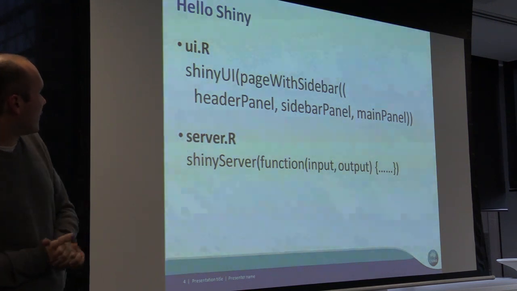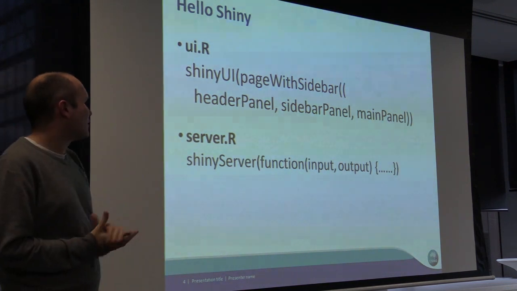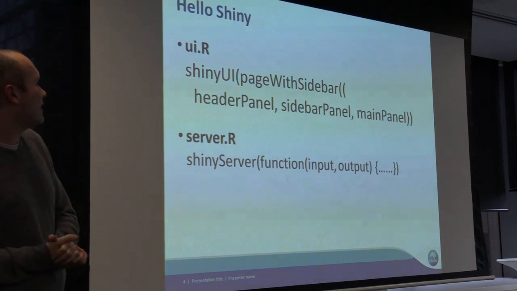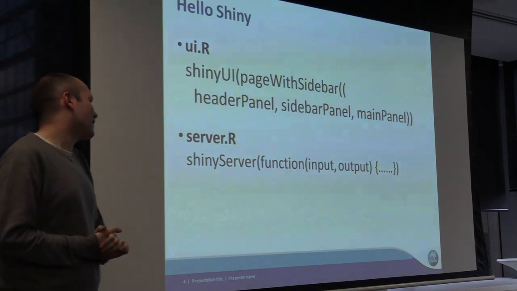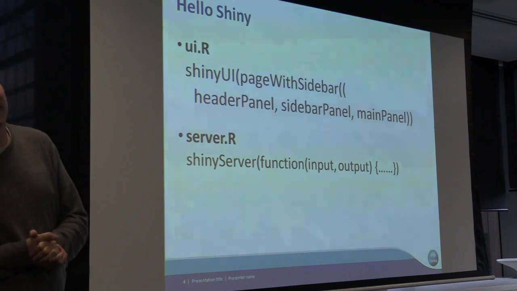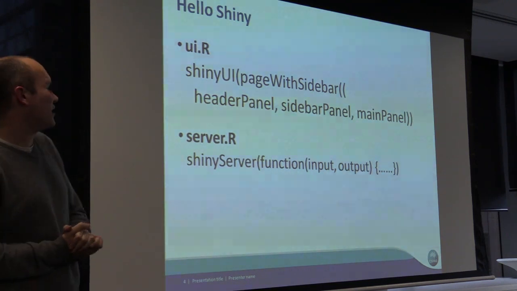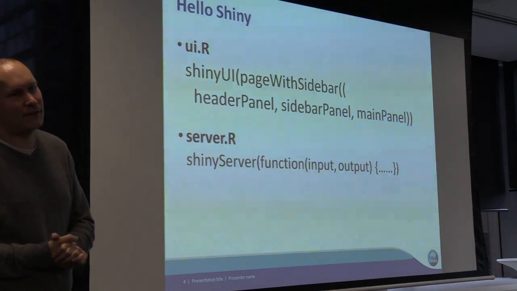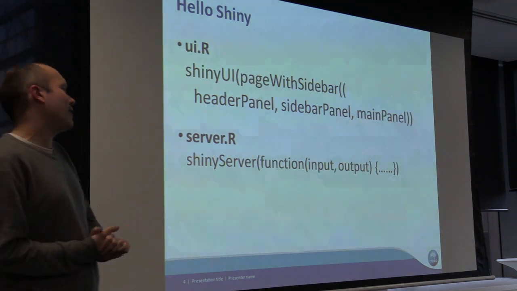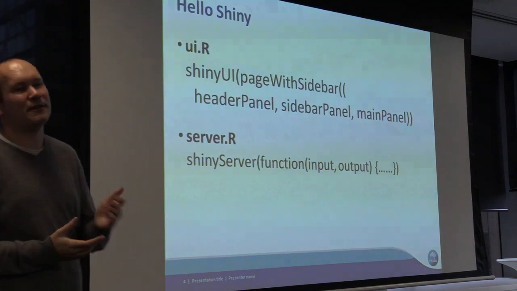In the server side of things, what you typically do is you use a function called shinyServer, and within that, the function shinyServer itself takes another function, and that function must have the two arguments input and output. Okay. It can have a third argument, which is called session, but I won't be talking about that today.